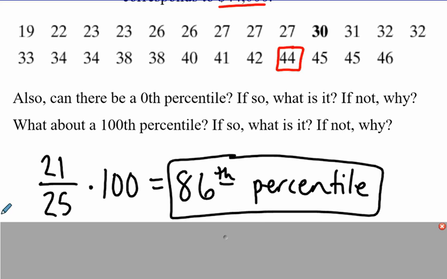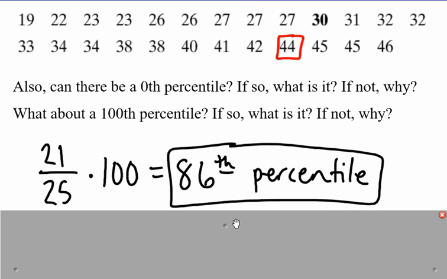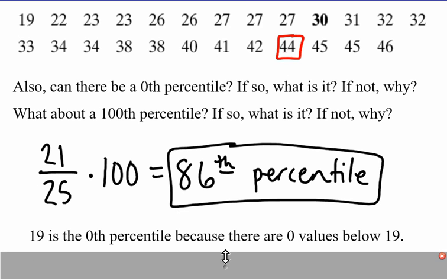Next part asks, can there be a 0th percentile? And there can be a 0th percentile. The 0th percentile in this case would be the lowest one, 19. The reason why is because there are 0 values in the data set that are below 19.